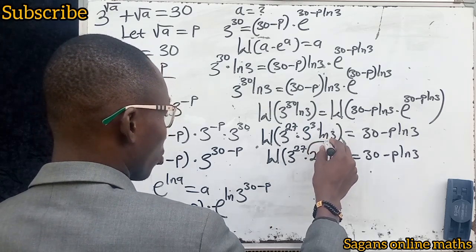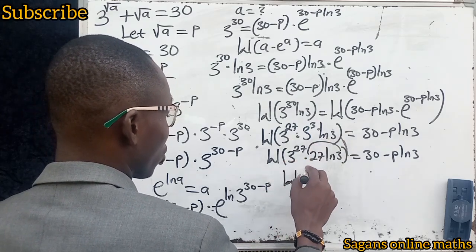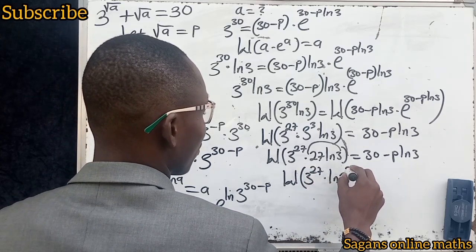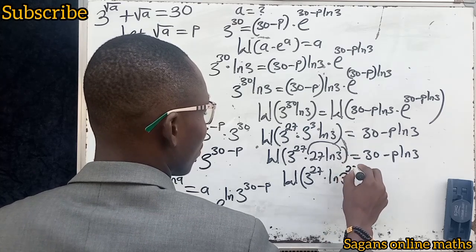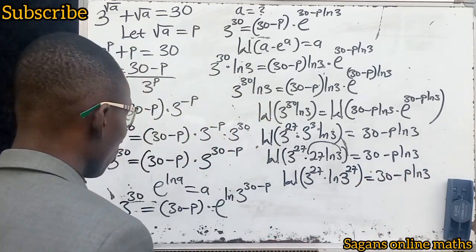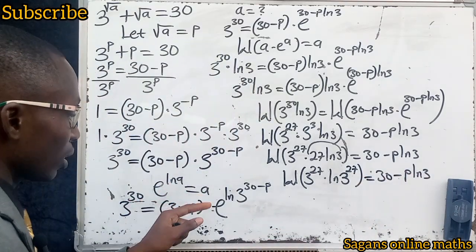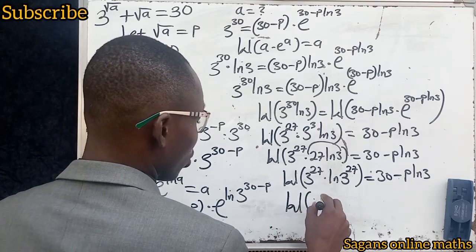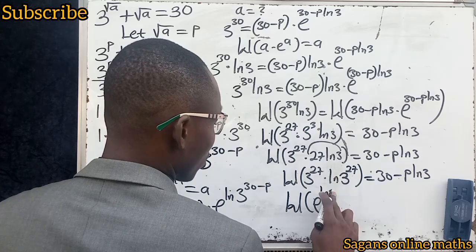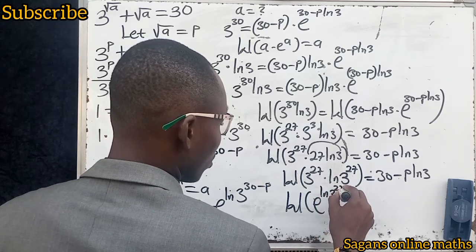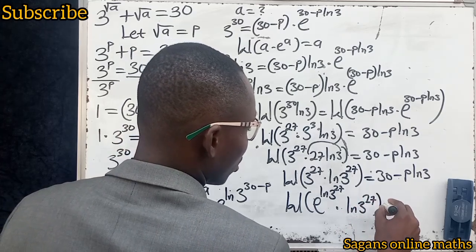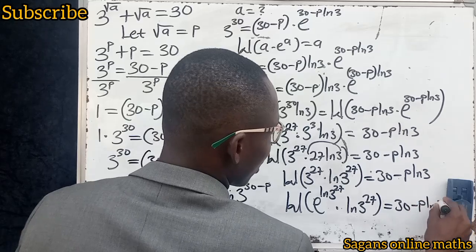Now this can go back to become the exponent here. So now this is the Lambert function of 3 to the power of 27 multiplied by ln 3 to the power of 27, which is equal to (30 minus p) ln 3. Now we know from here that e to the power of ln a is equal to a. That means the Lambert function of e to the power of ln 3 to the power of 27 multiplied by ln 3 to the power of 27 is equal to (30 minus p) ln 3.